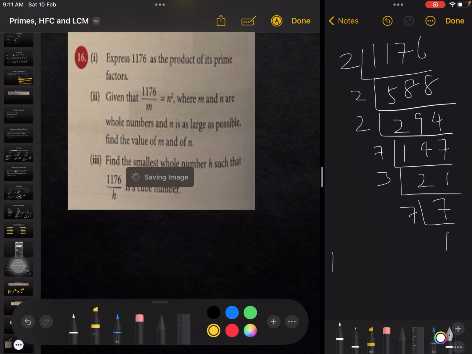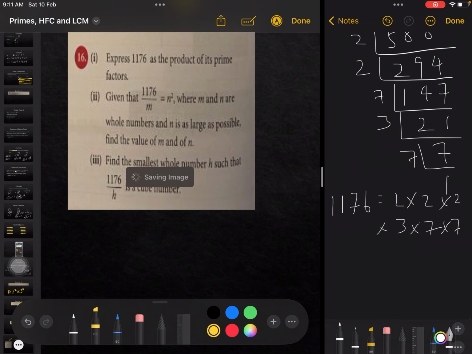So 1176 equals 2 times 2 times 2 times 3 times 7 times 7. This is the answer for part i. Given that 1176 over m equals n squared, where m and n are whole numbers and n is the largest possible, find the value of m and n.